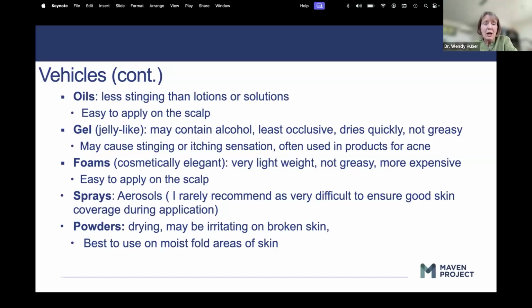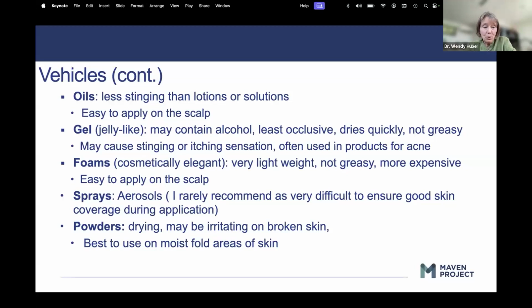Foams are wonderful. Unfortunately, they're very expensive typically, and oftentimes they're not on formulary, but they are very lightweight. They will not affect any hairstyles that some of your patients may have, and they're very easy to apply. Sprays I don't like, partly because I think it's hard to see where you've sprayed them and how much spray you've gotten on the skin. So that's especially important for, now we're talking an over-the-counter product, but for sunscreens, it's really hard to tell where you've applied that sunscreen when you use a spray.